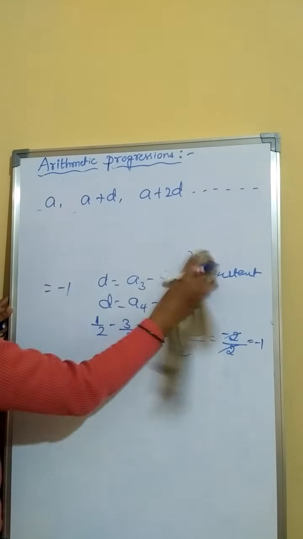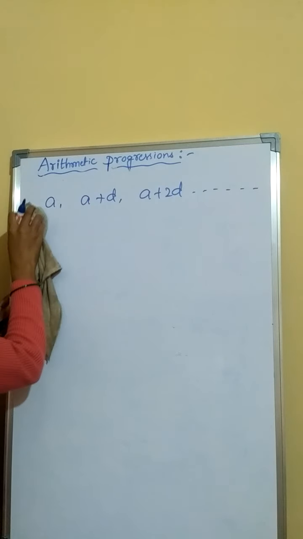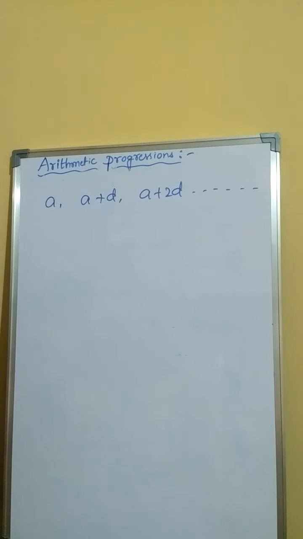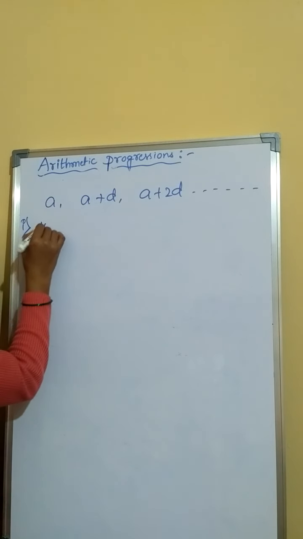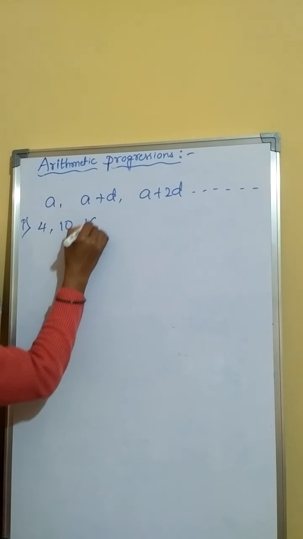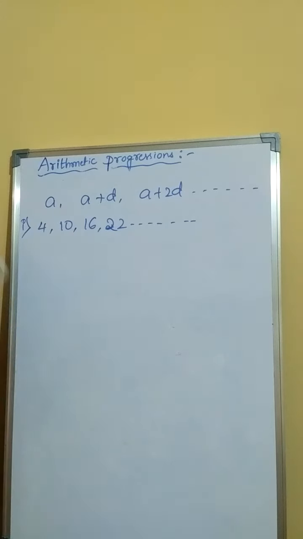So remember, always D must be constant if we wish to say the given list of numbers are in arithmetic progression. So I am taking one more example. Here they have given us a few lists of numbers. So we need to identify whether they are in AP or not. If they are in AP, we need to write the next two terms of this list.